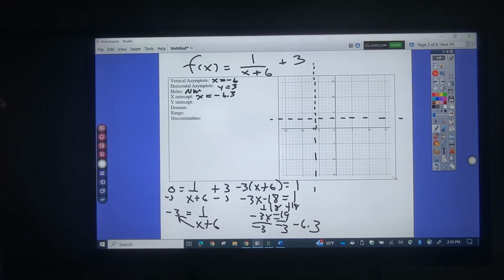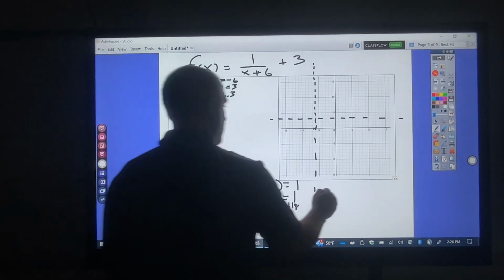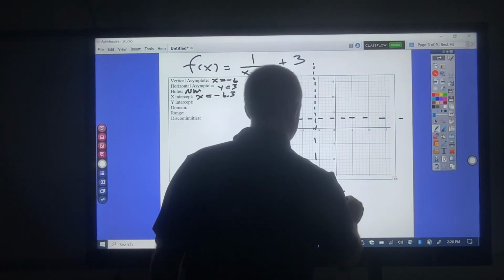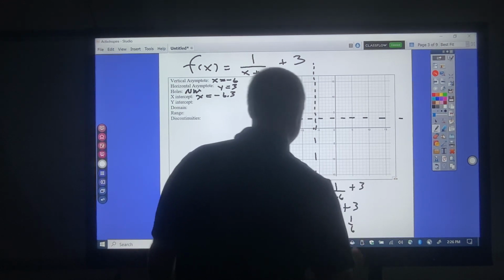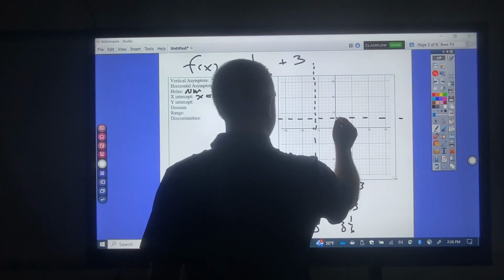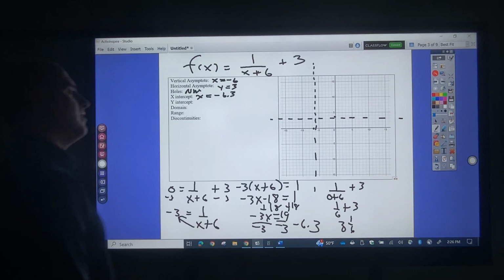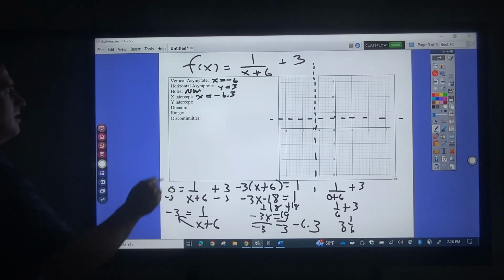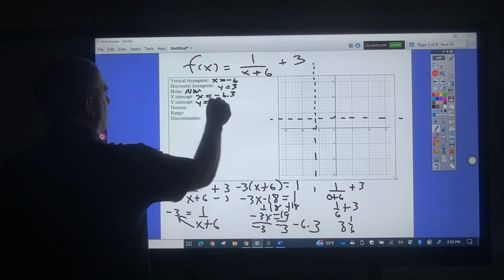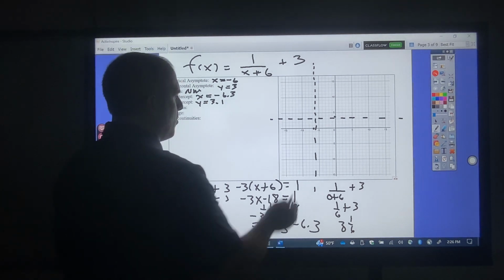All right. My y-intercept, I put 0 in for x. So that's 1/6 plus 3, so that's 3 and 1/6. All right, so I got 3 and 1/6. All right, so I sort of know where those are, okay? All right, if you want to find another point, you could.